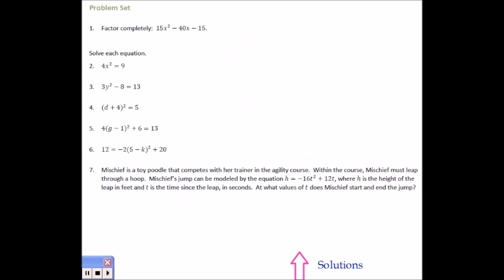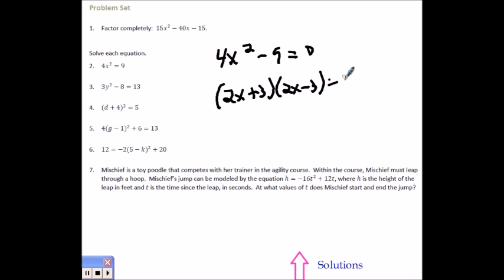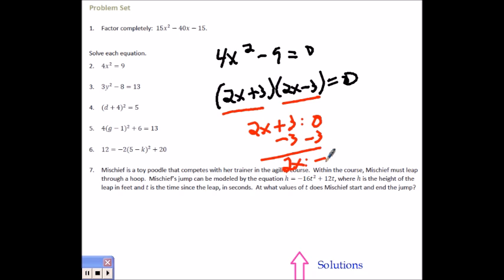Now you will notice that I could also have worked this another method. I could have set this equal to 0 by subtracting 9 from both sides. This is a difference of squares, so I could have factored it. We got 2x plus 3 times 2x minus 3 equals 0. So my solution will be, what makes these 0? Well, 2x plus 3 equals 0, and x equals negative 3 halves or negative 1 1/2, just like before, and this would give you the positive 1 1/2. So again, sorry about the pen.